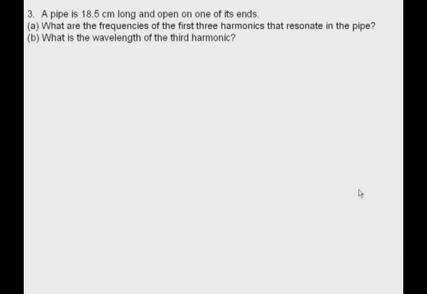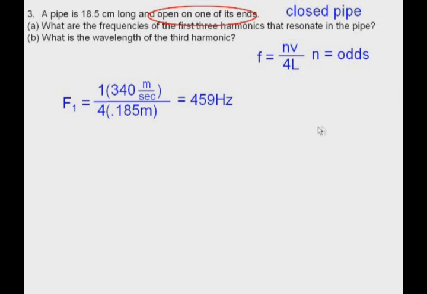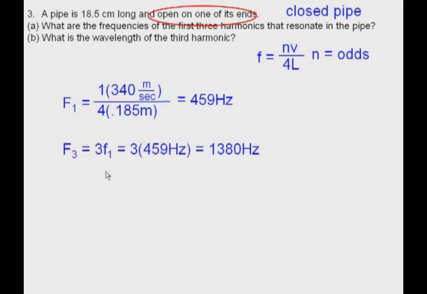An 18.5 centimeter pipe is open at one end. Open at one end means it is a closed pipe. What are the frequencies of the first 3 harmonics? Remember the closed pipe formula, we do odd numbers for the harmonics. So our first frequency is the first harmonic times the speed of sound over 4 times the length. And then for the second and third harmonics, we can substitute in place of 1, the 3 and the 5, because we're counting by odd numbers, or we can do the shortcut. The third harmonic is 3 times the fundamental, and the fifth harmonic would be 5 times the fundamental.